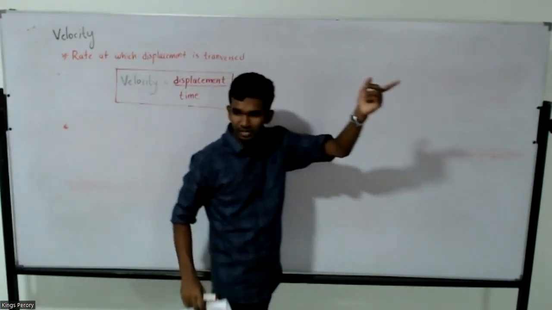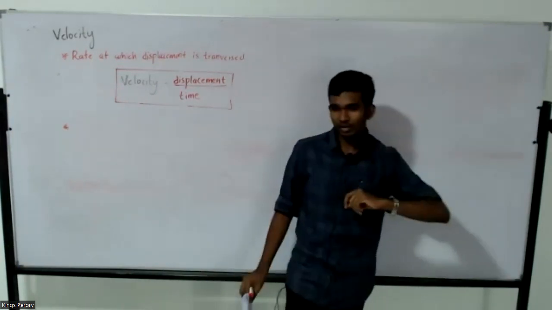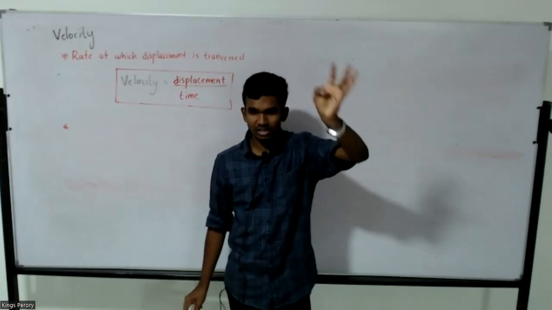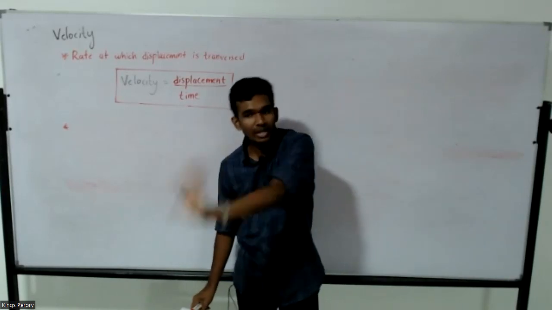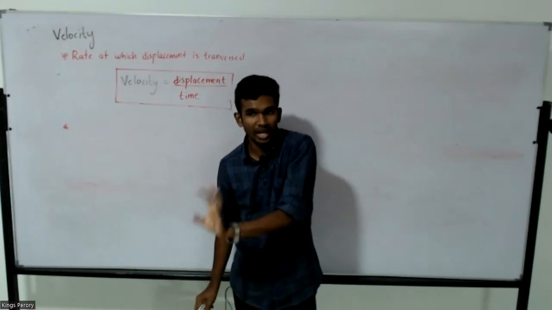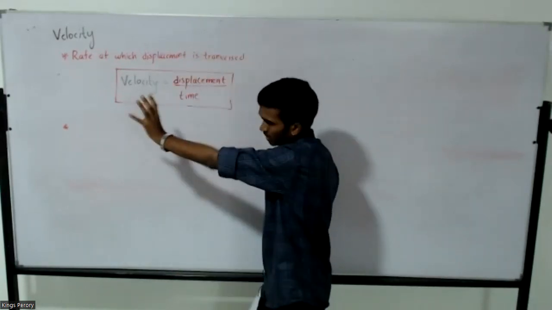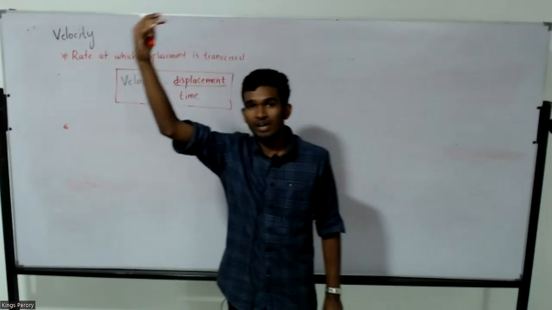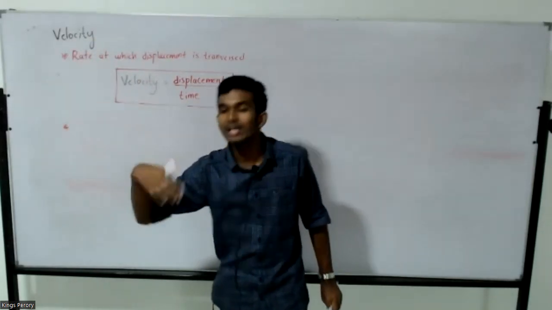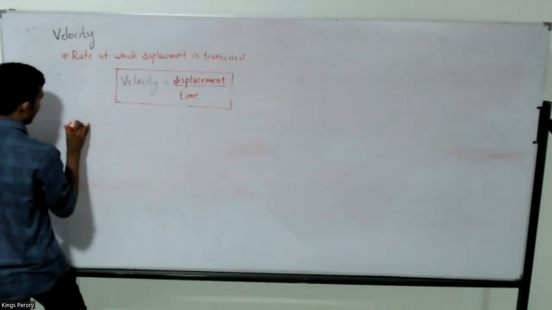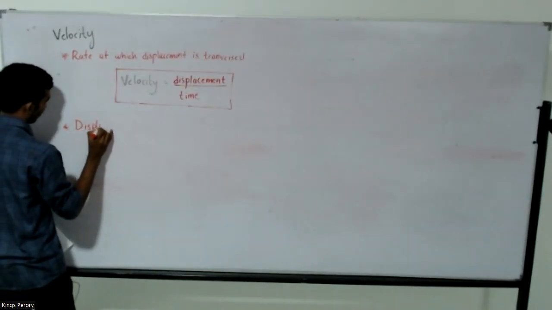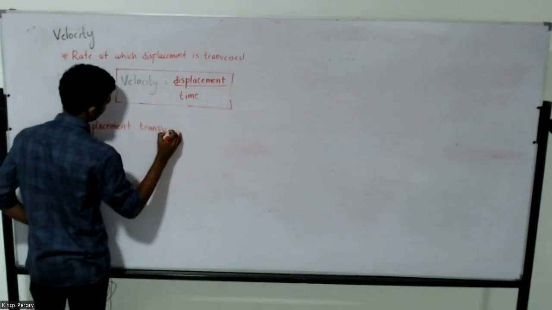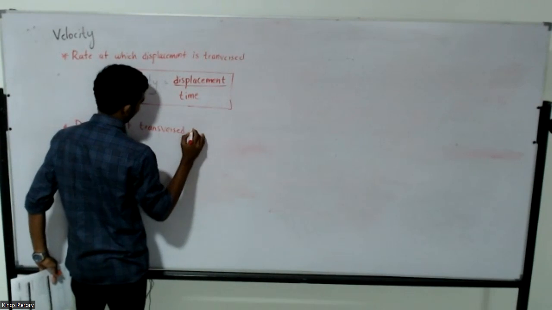Tell me another definition for velocity. For speed, we had another definition, right? What was the other definition for speed? Speed was distance transversed in unit time. So what is velocity? Displacement transversed in unit time. So wherever you have distance, convert it to displacement. So velocity is going to be displacement transversed per unit time.